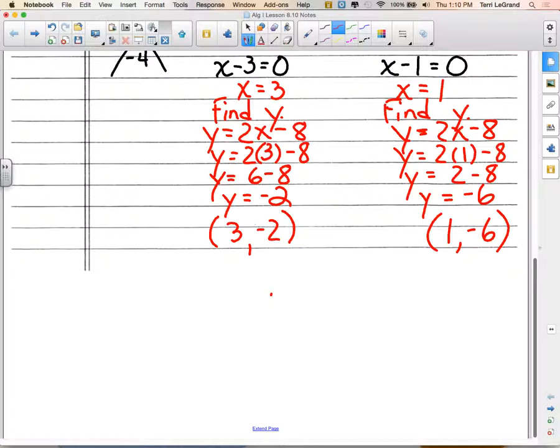Okay. Go to the table where x is equal to 1. What's true about the y values? They're both -6. Is there anywhere else in the table that you can find an x value that has the y values both the same? No.